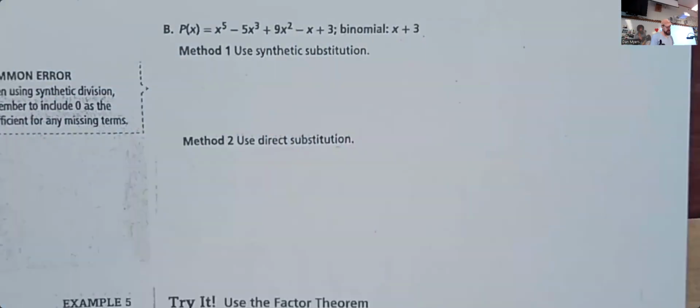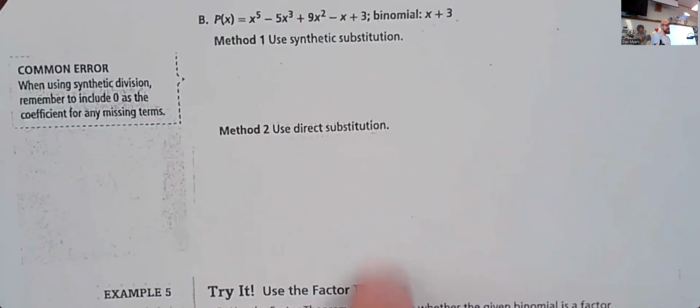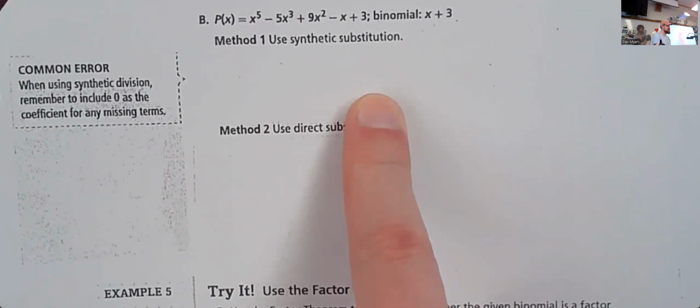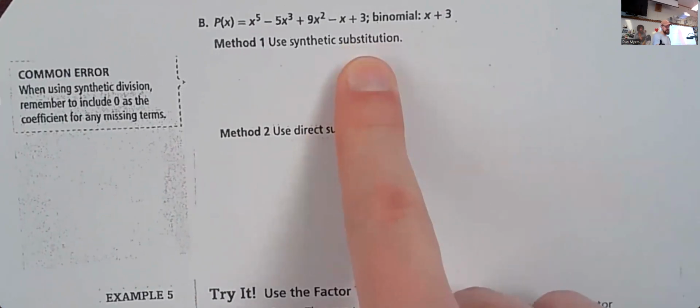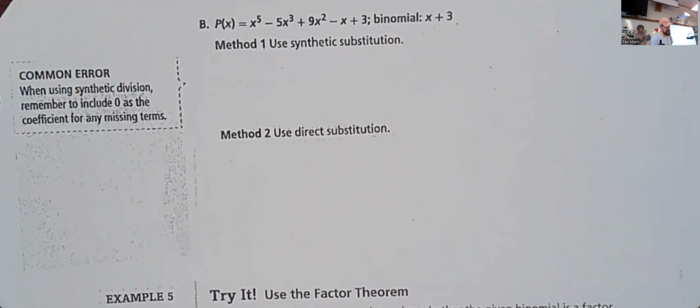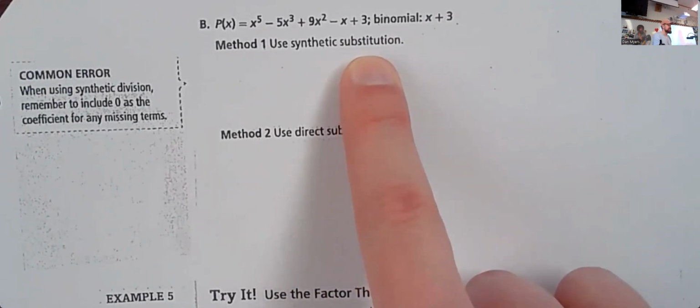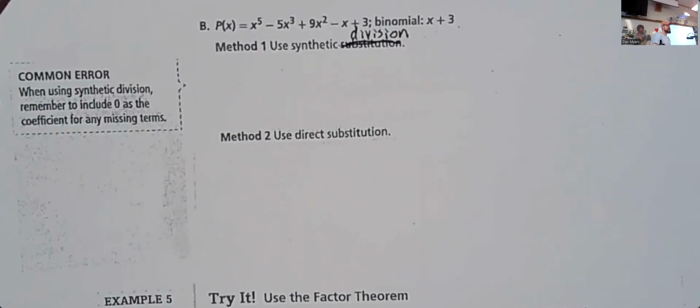This is our last page. We're just about there. So what I'd like you to do is use either method to check. Use synthetic division if you want to, or use direct substitution. I don't know why this says synthetic substitution. That should say synthetic division. All right. Try this one here on your own. Choose either method, 1 or 2.